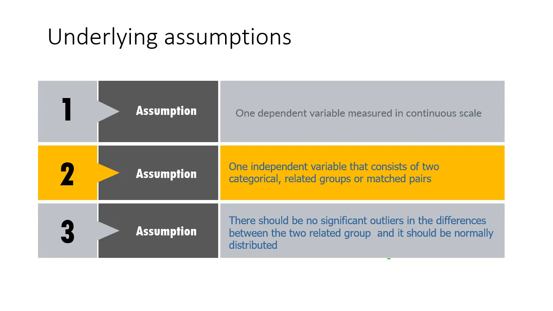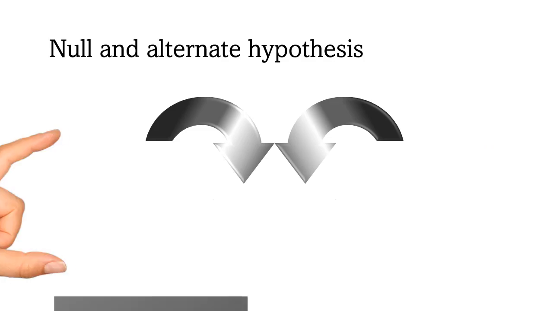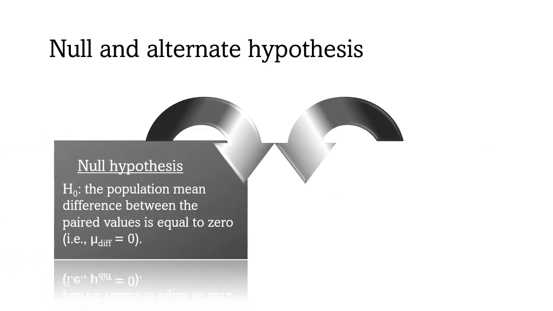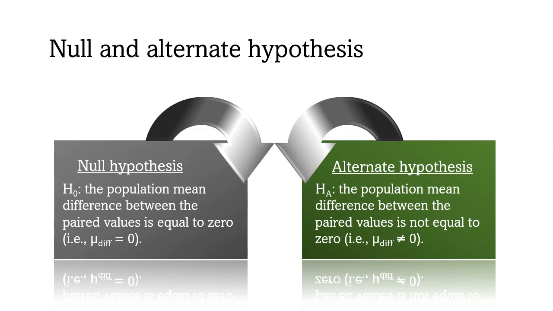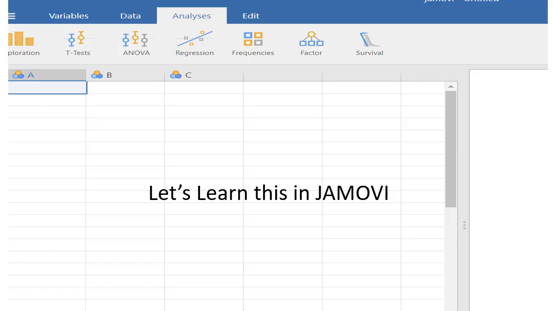So this third assumption states that we have to check the normality of the difference between the two paired values. And again the outlier testing is also done on that difference. So the null hypothesis for this paired t-test is that the population mean difference between the paired values is equal to 0, and the alternate hypothesis is that the population mean difference between the paired values is not equal to 0. Let's learn the paired sample t-test in JAMOVI.